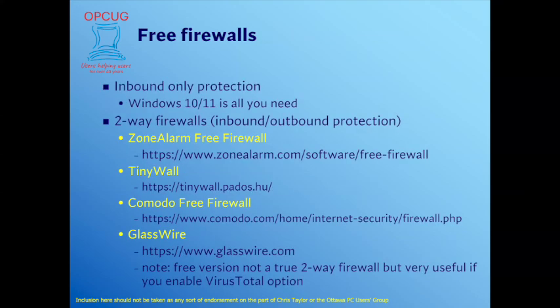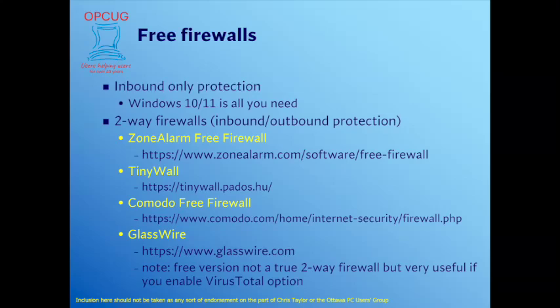Free firewalls: if all you want is inbound protection, Windows 10 or 11, the firewall built in there is all you need. If you want two-way firewall, there are a number of two-way firewalls that are available as well. They can be useful for checking in case you somehow do get malware on your computer, because the first thing most malware tries to do is go out to the internet and contact a command and control server to say, what should I do next?